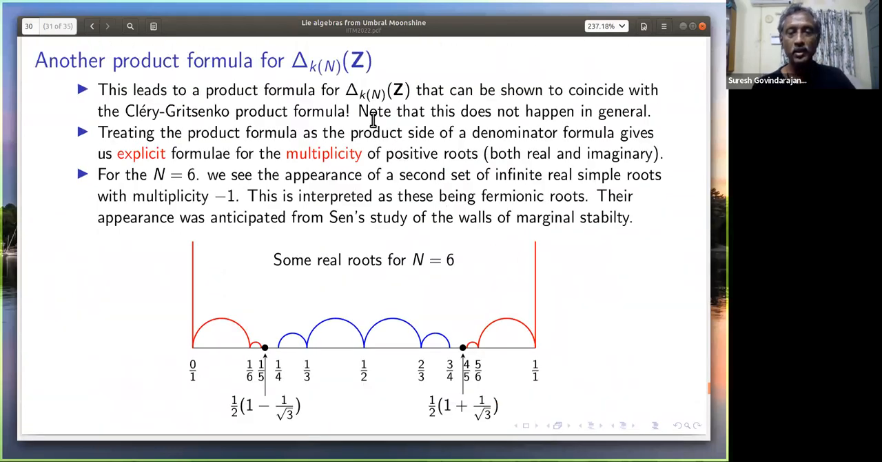a product formula. But for n equal to 6, actually what happens is that I told you there are infinite roots, and those infinite roots are walls of marginal stability, but there are some blue roots and these also appear, and they appear with multiplicity -1. And so we interpreted them as fermionic roots. And these were anticipated in Sen's study of the walls of marginal stability. He didn't work out all the details, but this was worked out by my student Gopalakrishna long ago.